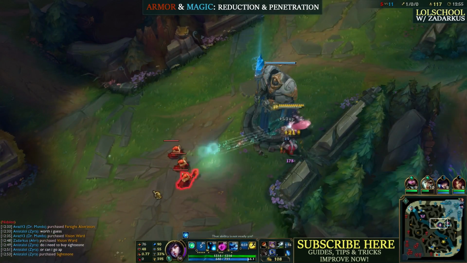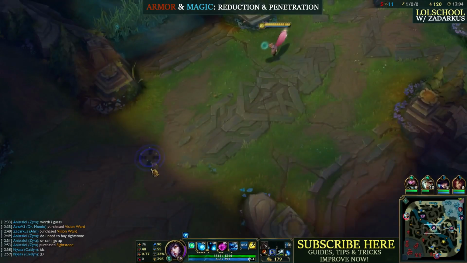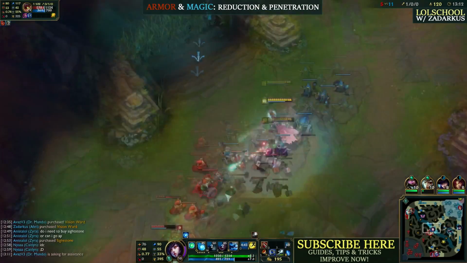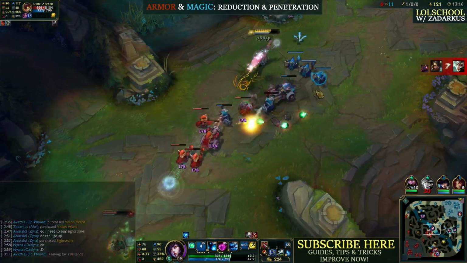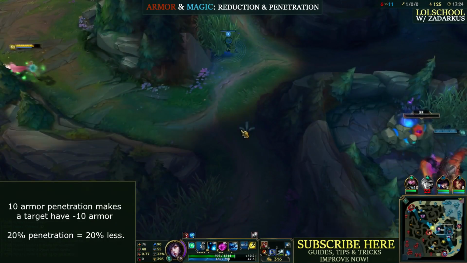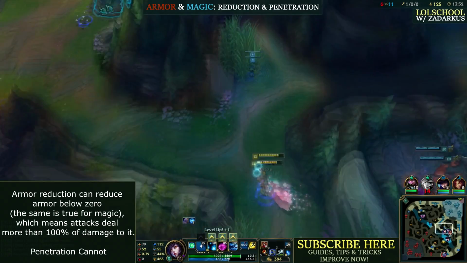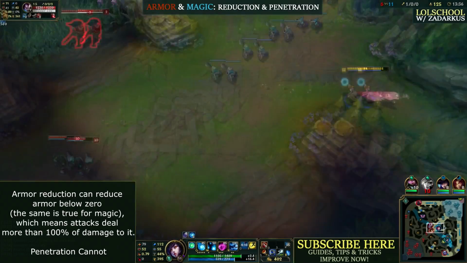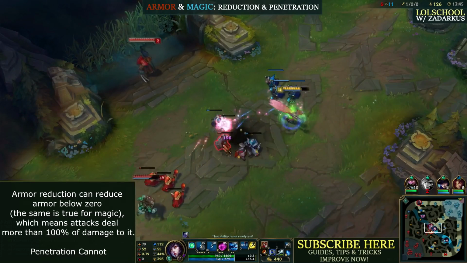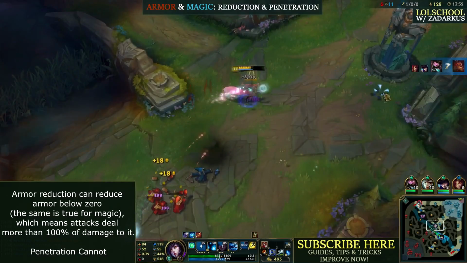In this video I'm going to talk about armor penetration and explain exactly how it works. Armor penetration is a champion statistic that directly reduces armor, meaning that 10 armor penetration makes the target have minus 10 armor, or 20% penetration equals 20% less. The difference between penetration and armor reduction is that reduction can reduce armor below 0. The same is true for magic resist.